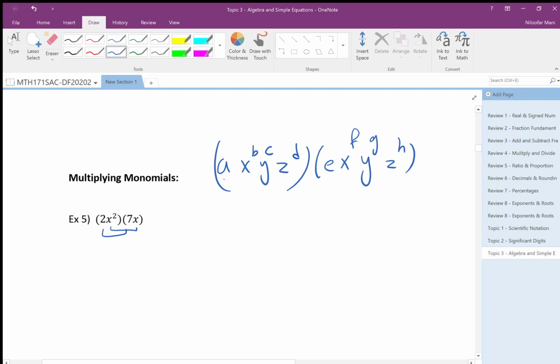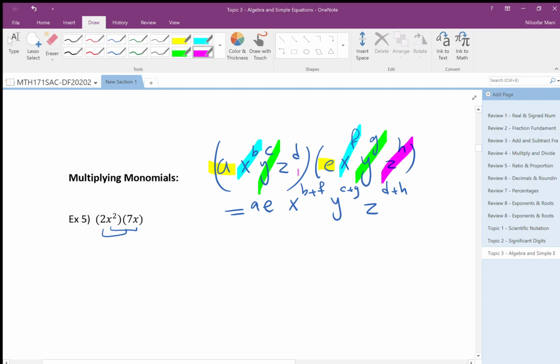Okay, so you multiply A and E, you multiply X with X, Y with Y, Z with Z. For X, you have to do exponent rules. You have to put one X and add exponent. For Y, add exponent. For Z, add exponent. Okay, one by one. See, you do this one and this one, this one and this one, this one and this one, this one and this one.